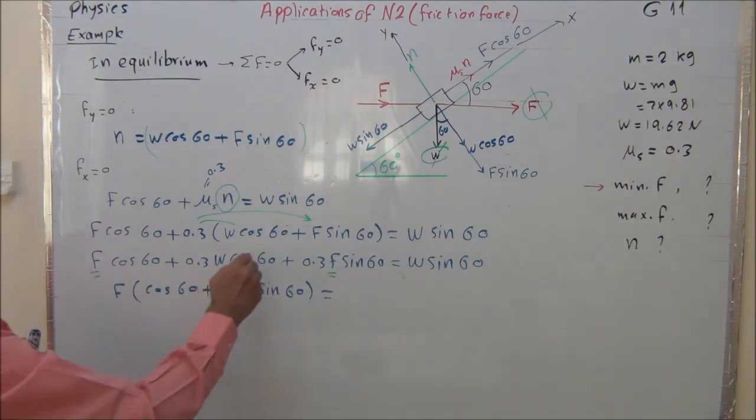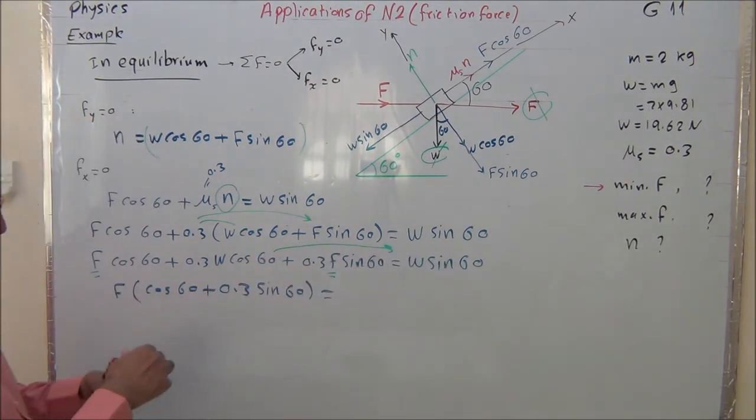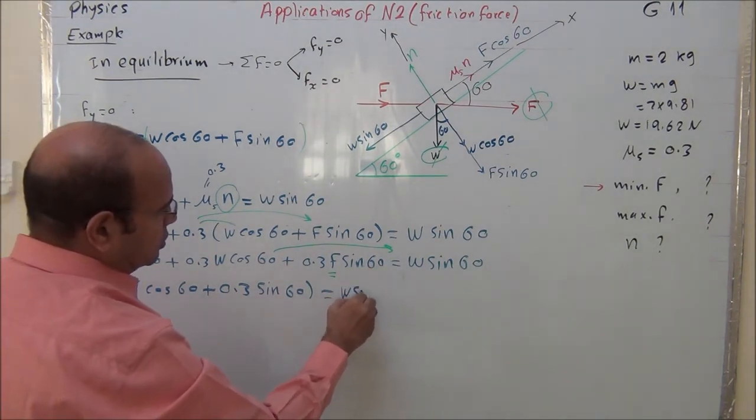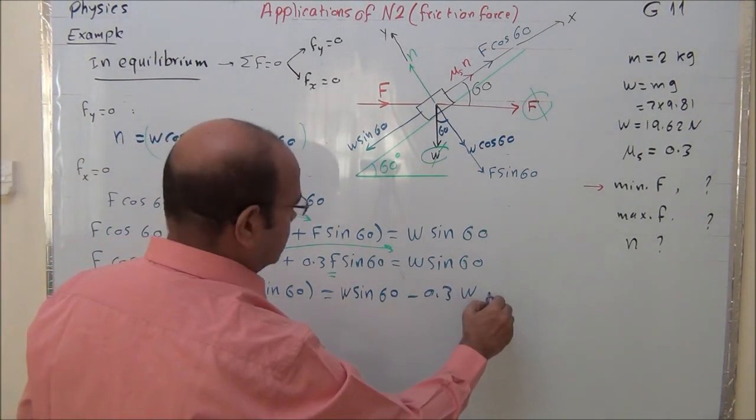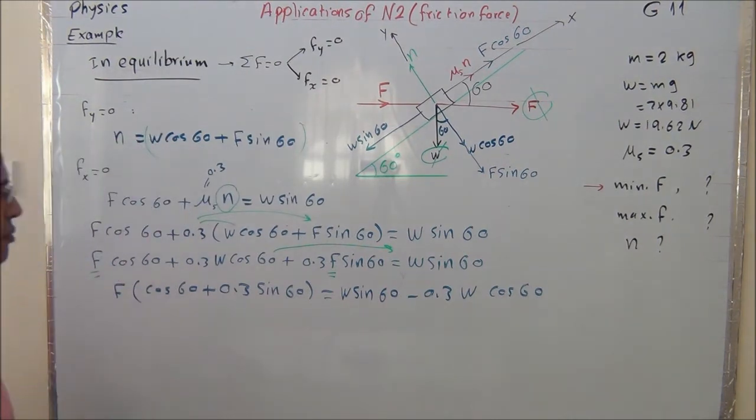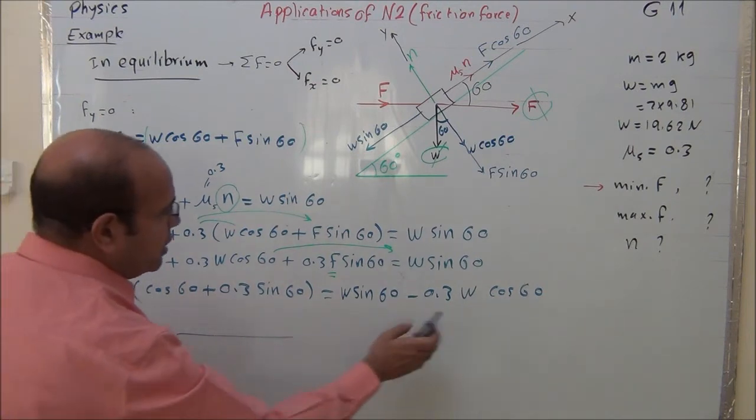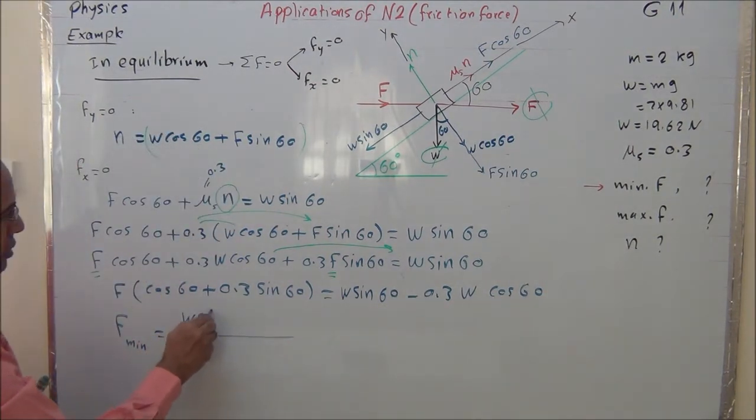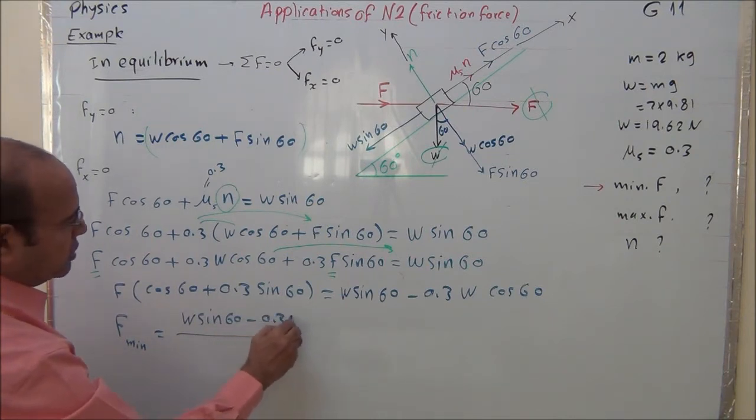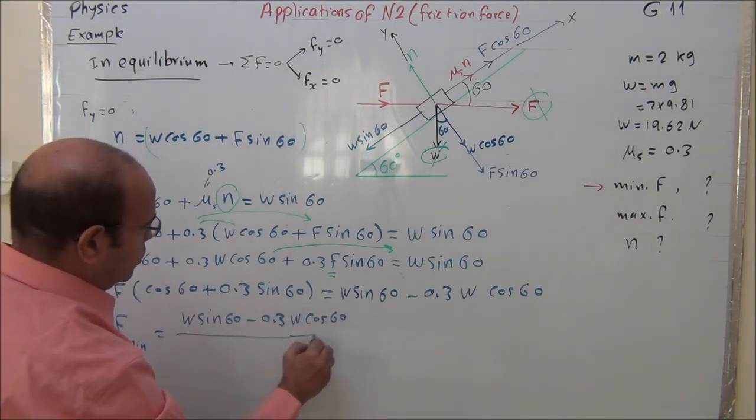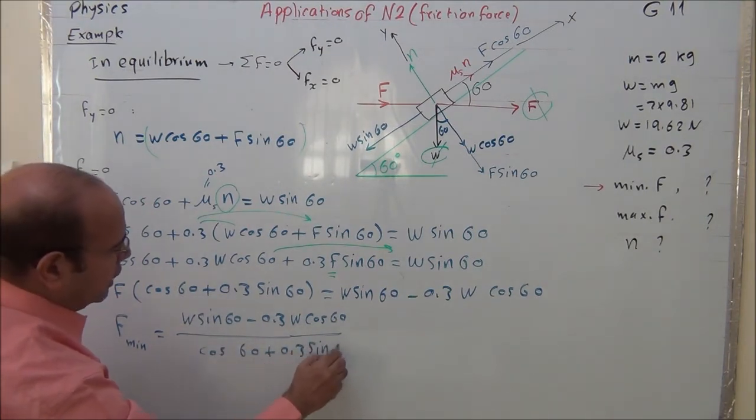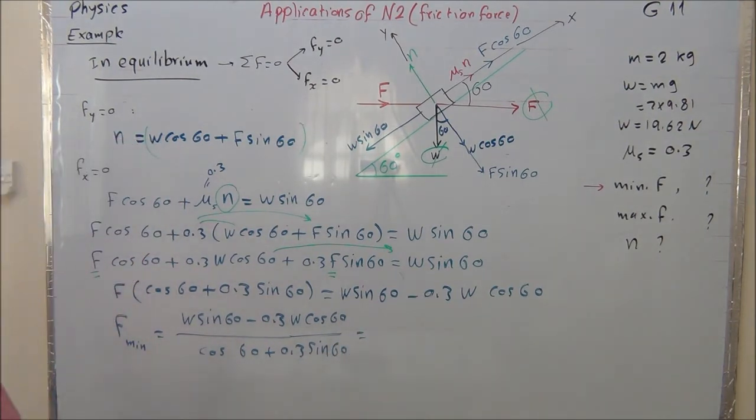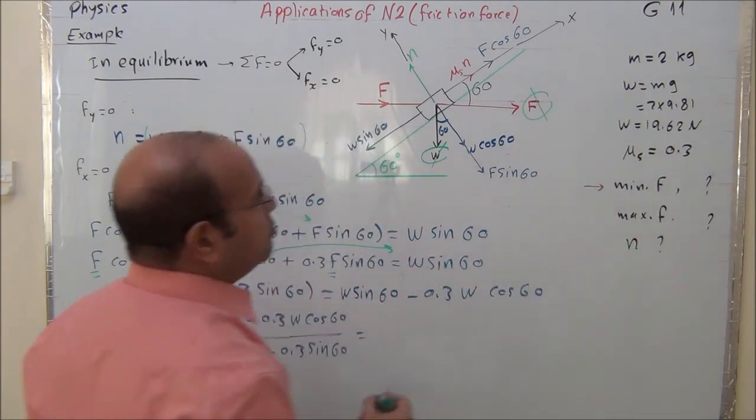What we do now, we move this to the other side, so change its sign. So it equals W sine 60 minus 0.3 W cosine 60. From this we can get F. So F minimum equals W sine 60 minus 0.3 W cosine 60 all over cosine 60 plus 0.3 sine 60. And then we can use the calculator to get all of this value because W is 19.62.